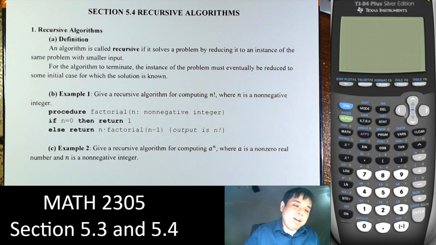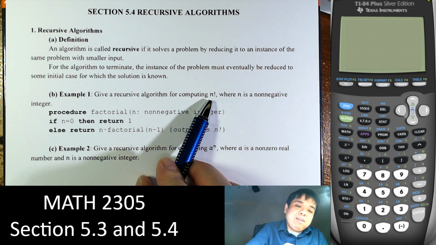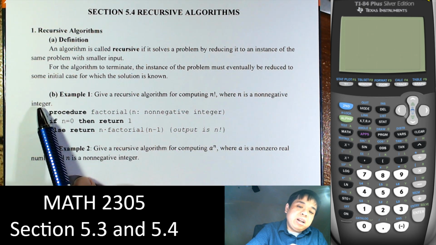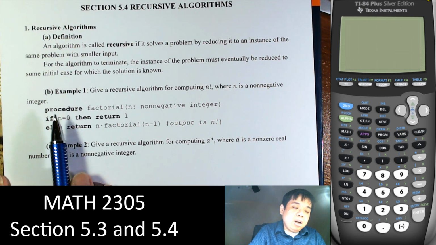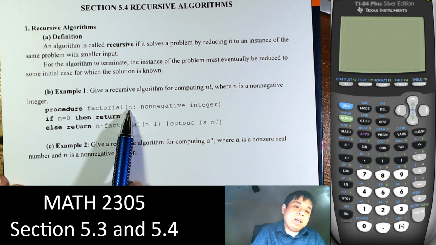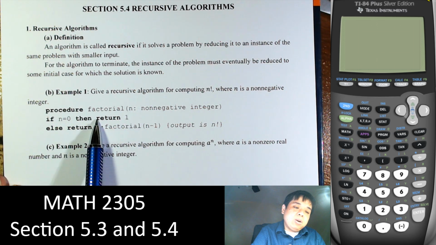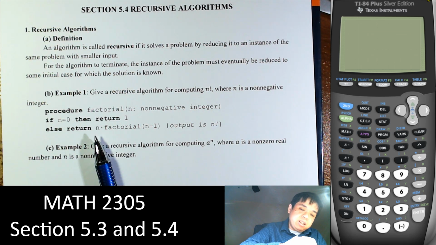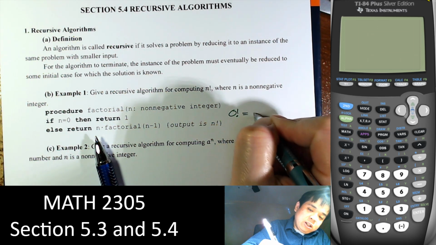Right. Now here's an example. Give a recursive algorithm to compute n factorial, where n is a non-negative integer. So it's like this. Procedure factorial, where the input is a non-negative integer n. If n is equal to 0, return 1. Now this is obvious, because 0 factorial is 1.